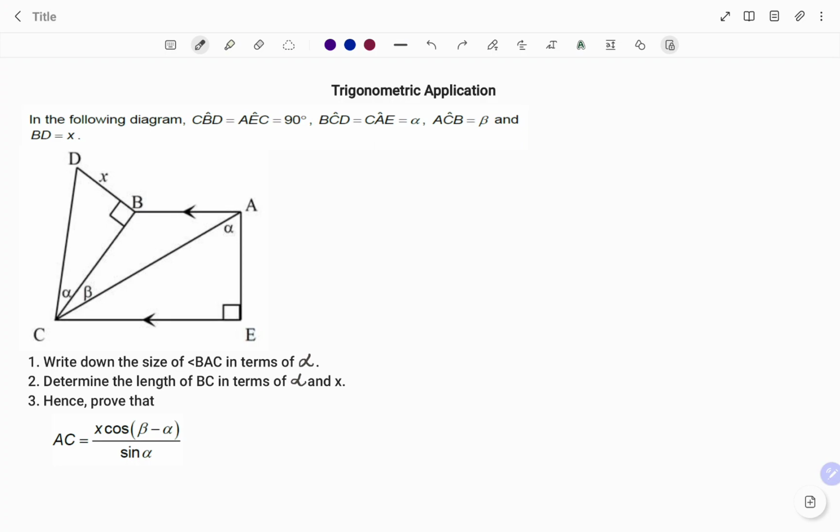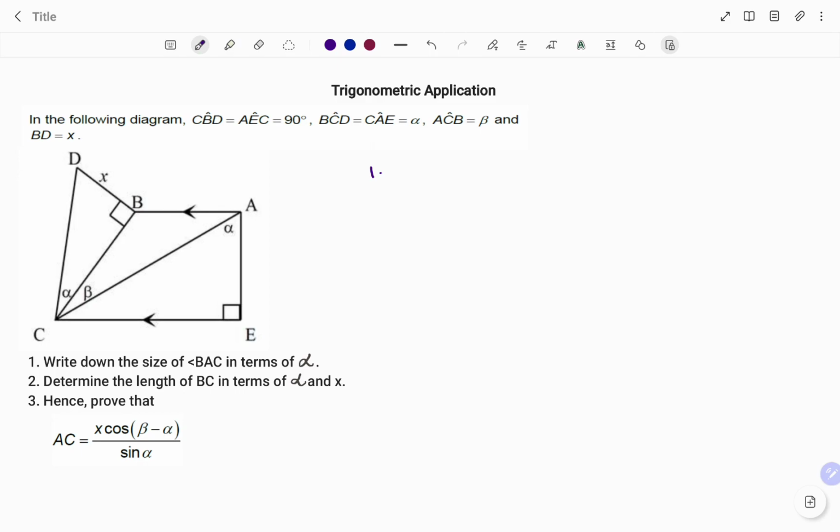1. Write down the size of angle BAC in terms of alpha. 2. Determine the length of BC in terms of alpha and x. And 3. Hence, prove that line AC is equal to x cos(beta minus alpha) all divided by sine alpha.